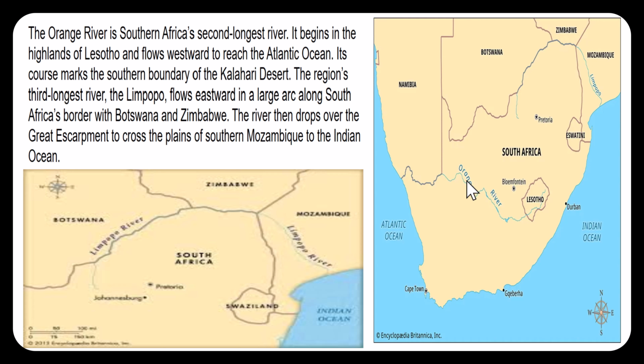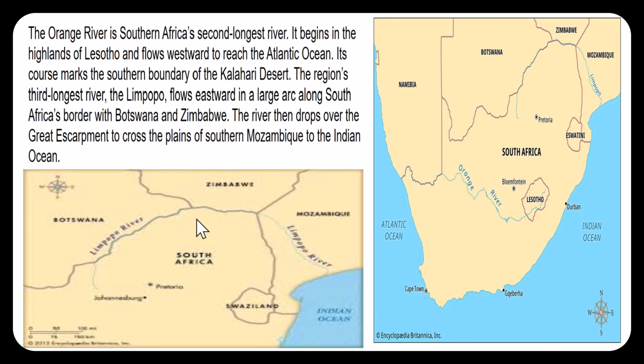Question number 25. What are the second and third longest rivers found in southern Africa? The second longest is the Orange, and that's pictured here, and the third longest is the Limpopo.